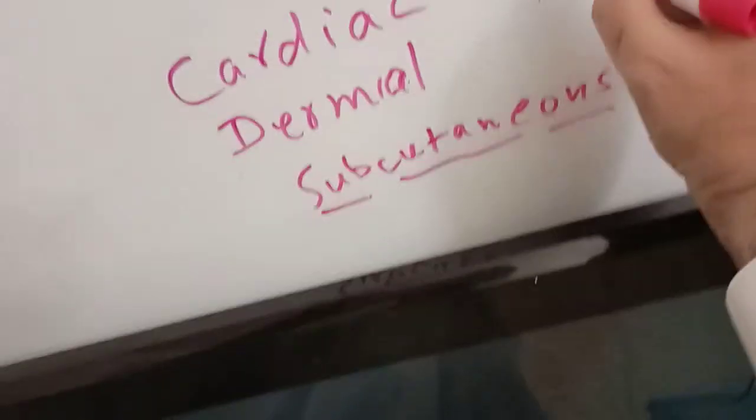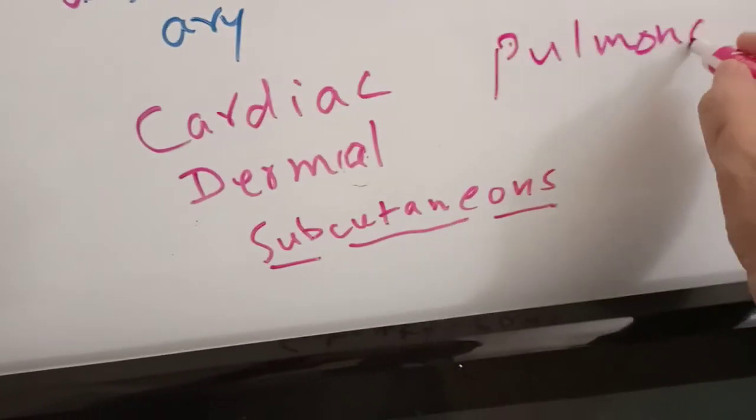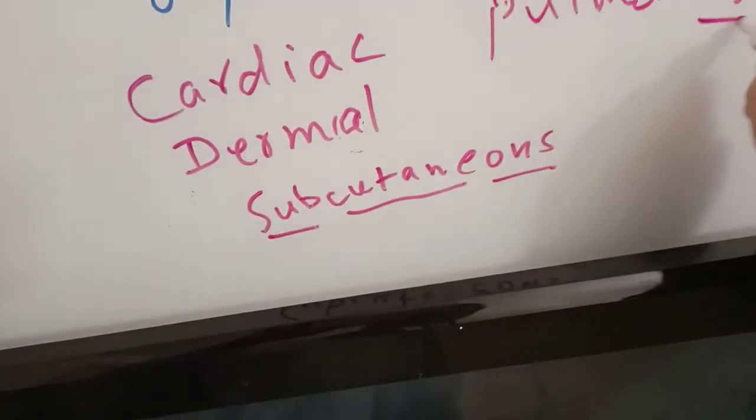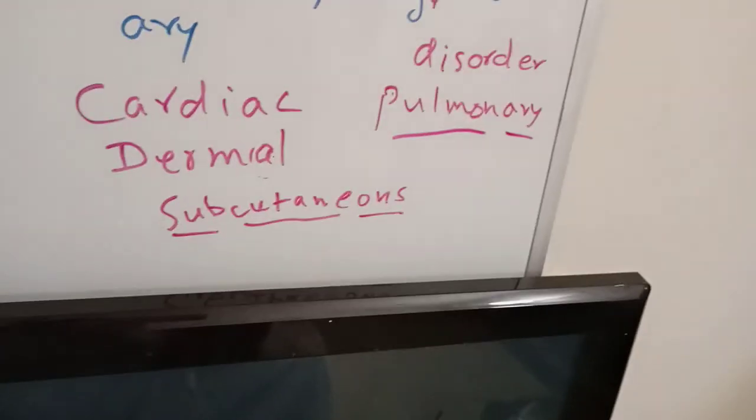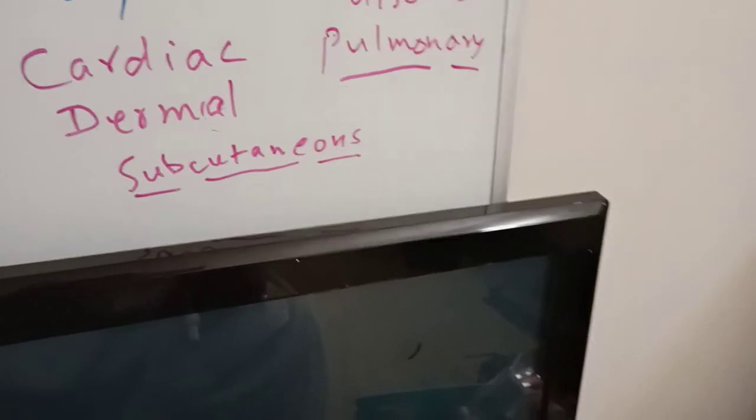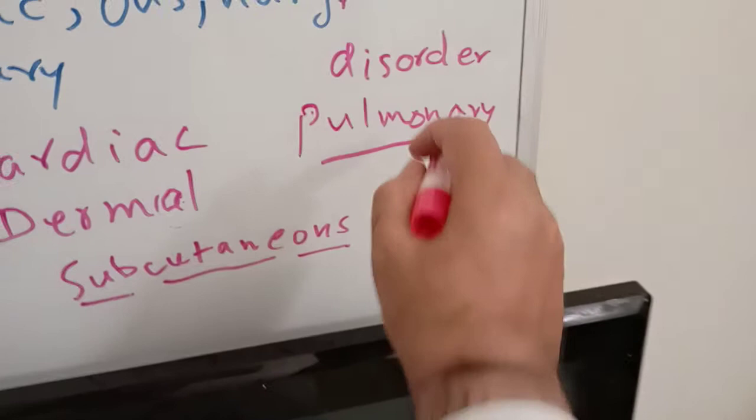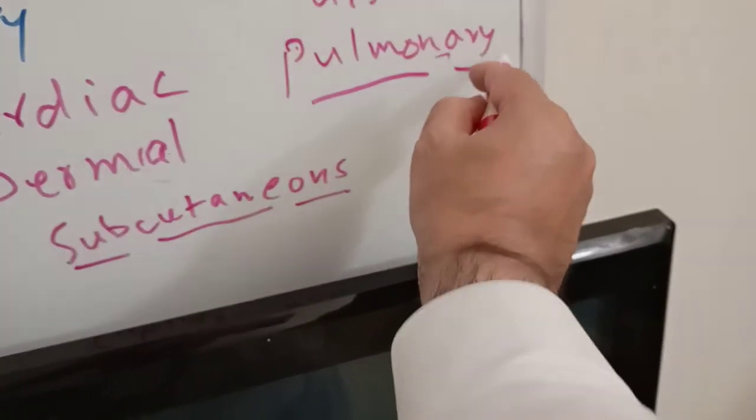Next word is pulmonary. Ary, pertaining to. Pulmon, lung. So pertaining to lung. This is ary, A-R-Y. Pulmonary. Pulmon means lung. Ary means pertaining to. Pertaining to lung.